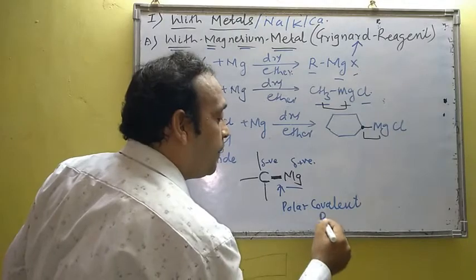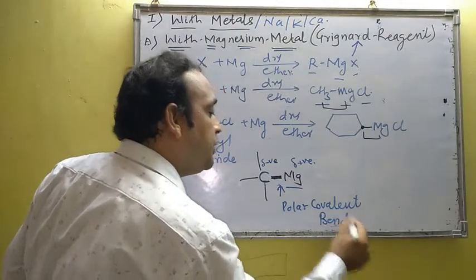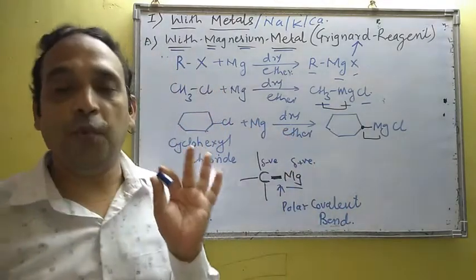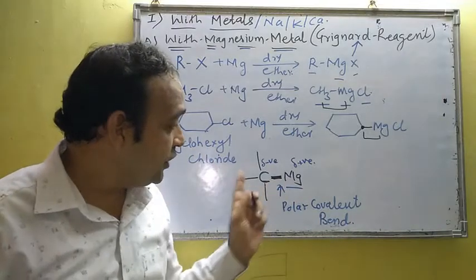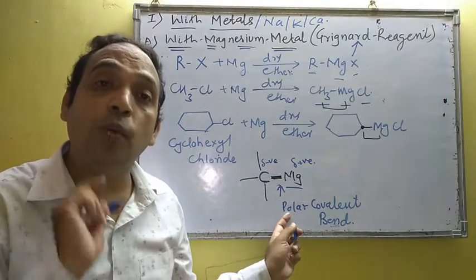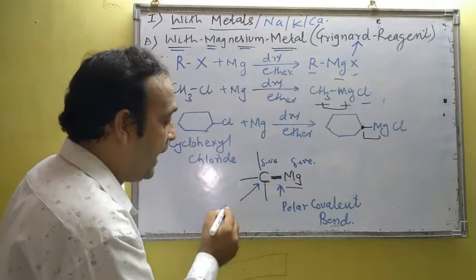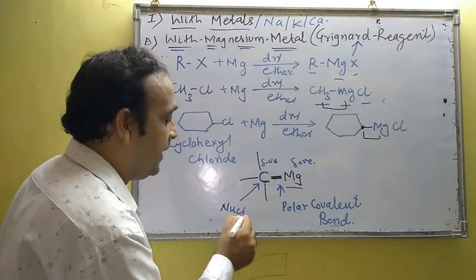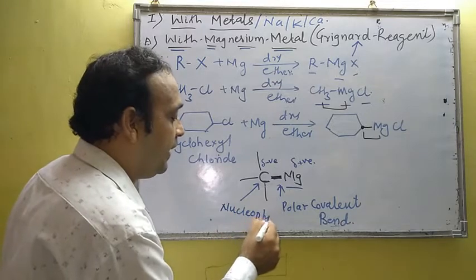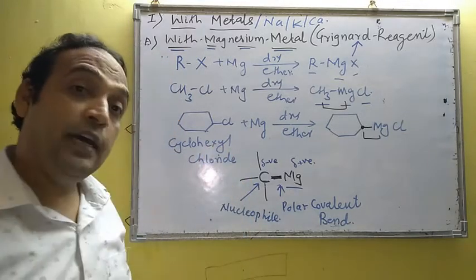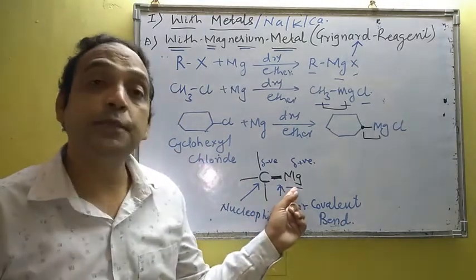कौन सा बॉन्ड बोलेंगे अपन इसको, the carbon magnesium bond is a polar covalent bond. कार्बन मैग्नीशियम बॉन्ड कौन सा बॉन्ड रहेगा, polar covalent bond. And in Grignard reagent carbon acts as a nucleophile. कार्बन क्या का रोल प्ले करेगा, carbon acts as a nucleophile because magnesium is metal.